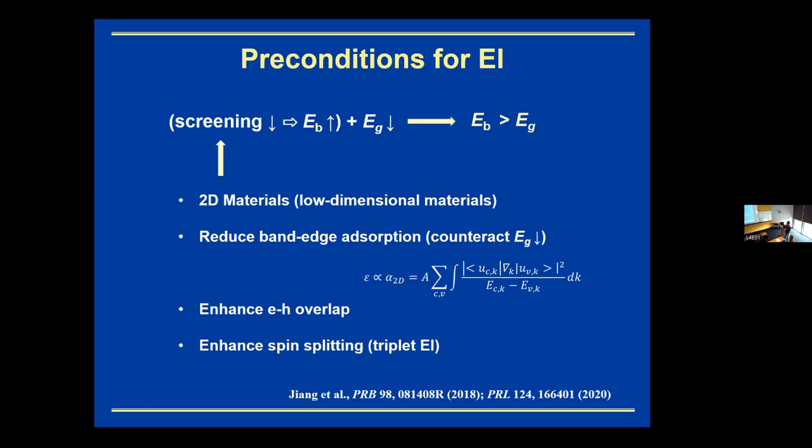Another condition is that you want to enhance the electron-hole overlap. You want the wave functions of electrons and holes to overlap highly, so that the screening is reduced. And finally, if you prefer the triplet EI states, which, as I mentioned, give spin superfluidity, you want to enhance the spin splitting, that is, the energy difference between triplet and singlet.